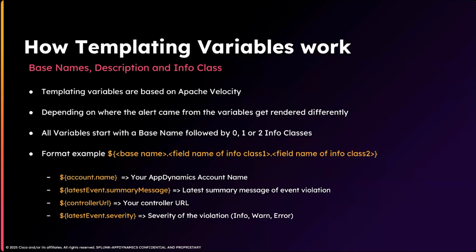It's just a string, and you can just say ${controllerURL}, and boom, you get the URL of your controller. Here's another one, latestEvent.severity. This gives you the severity of the violation that occurred. It's going to be either info, warning, or error. Just a note, AppDynamics has three levels of severity, and that's what they are: info, warning, or error.